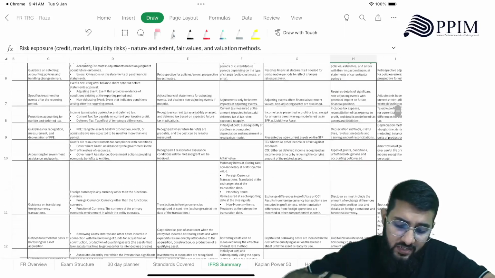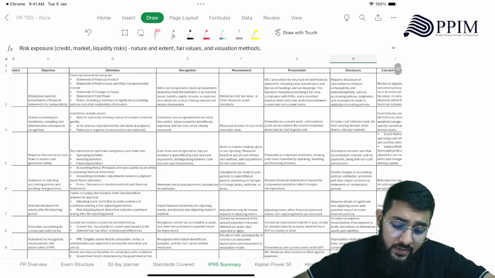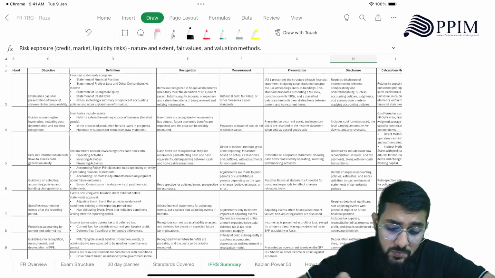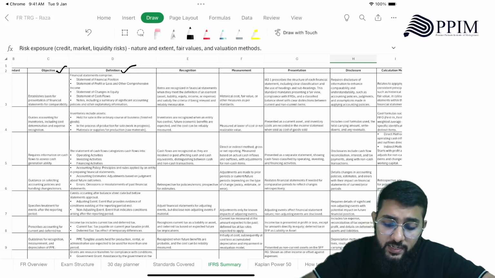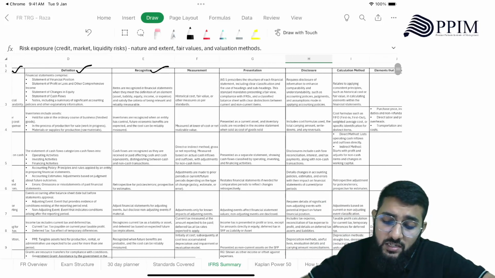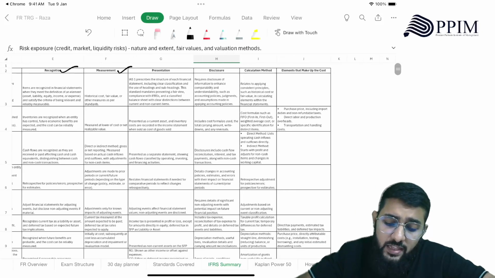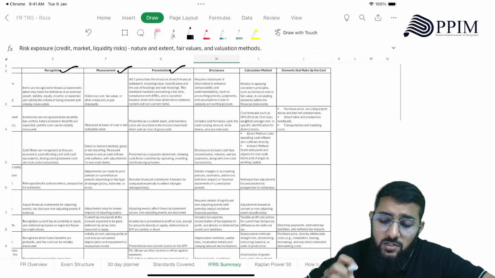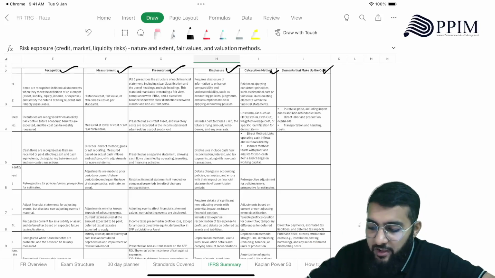So how the IFRS summaries work is there's an objective. Always when you look at a standard, look at it from the perspective of objective. What's the objective of a standard? Try to understand that first. Then the definitions, what are the different definitions that are available inside that standard. Then recognition, the criteria, the subsequent. Then the measurement. Then the presentation, how you present it in your financial statements and what the disclosures required are. What are the different calculation methods if available, and what are the elements that make up the cost where relevant.